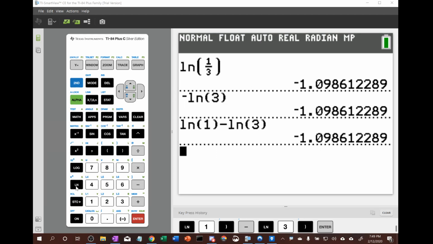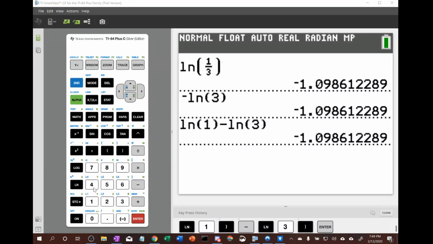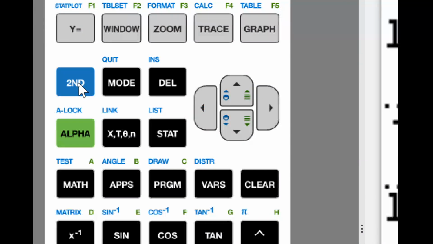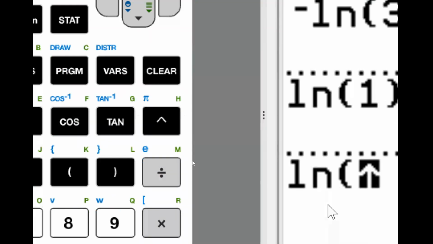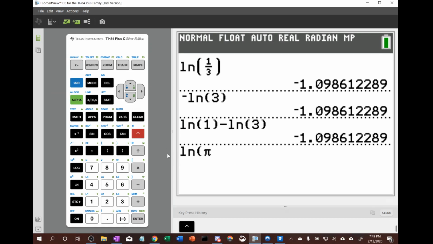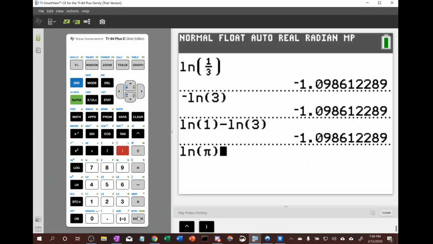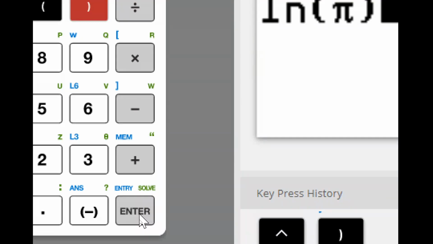And so I could say, guys, focus down here at this LN key. Click that button. And then click this button right here. This is the 4 button. Like, let's do something fun. How about the ln of pi? If you didn't know how to click pi, you would first click the 2nd key, and then go down here and click on this little dude right here because that's the pi key. And now you've typed ln of pi. Make sure you close those parentheses right there. And now go down here and click on enter.